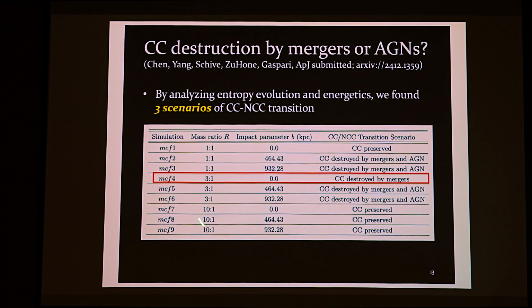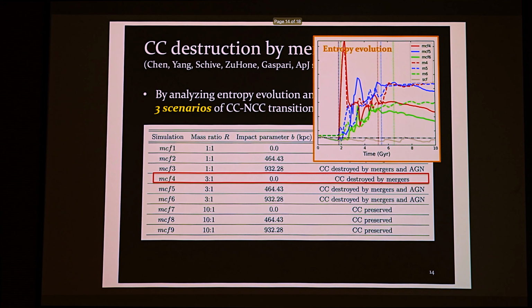The second scenario corresponds to the 4th simulation, which is the head-on collision with a mass ratio of 3:1. In this case, the cool core is destroyed by the cluster merger only, and the AGN feedback plays a really minor role. Let's again look at the entropy evolution for this simulation, shown in the red solid line here. You can see that right after the first core passage, the entropy is elevated to pretty high values and stays pretty much constant throughout the cluster's lifetime.